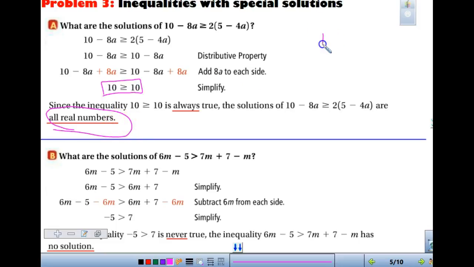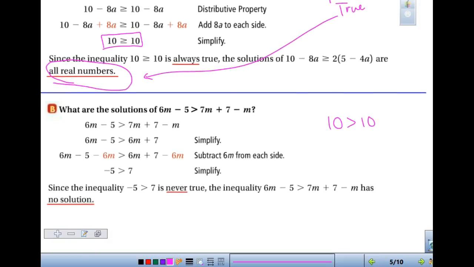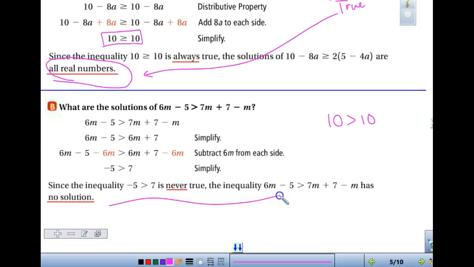What if I would have had something like 4 is greater than negative 2? That's a true statement, right? So anytime it's true, I'm going to write all real numbers. What if I would have had something like 10 is greater than 10? That would be a false statement, right? 10 is not greater than 10, it's equal to 10. And that's when we use the second part, which is no solution. So you use no solution when it is a false statement, okay?